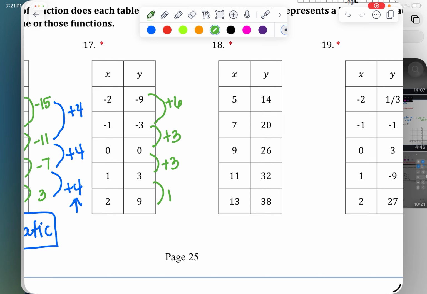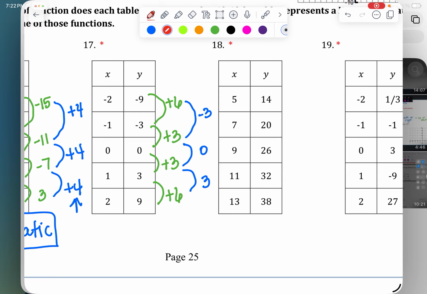From here to here, they added 6. Then they added 6 again. Then they added 6 again. Then they added 6 again. So with those being the same, I already know it's linear. Okay, next one.